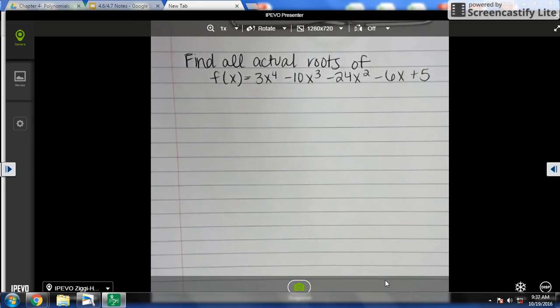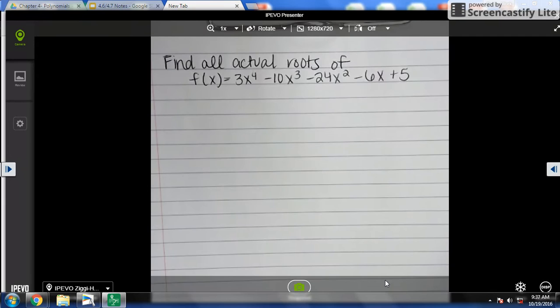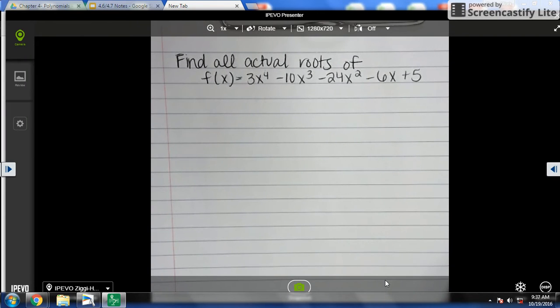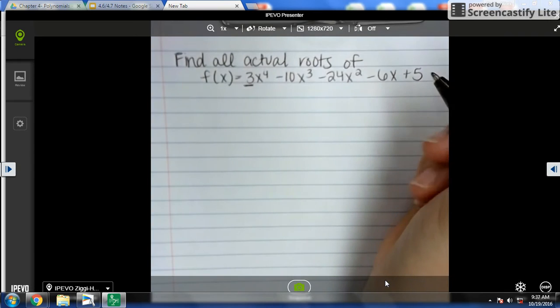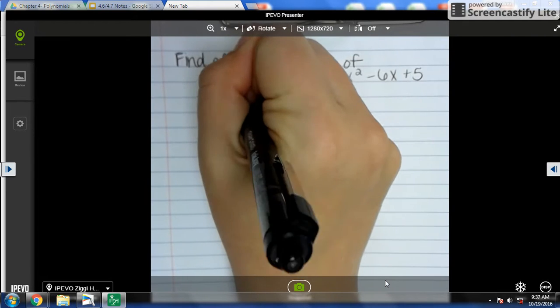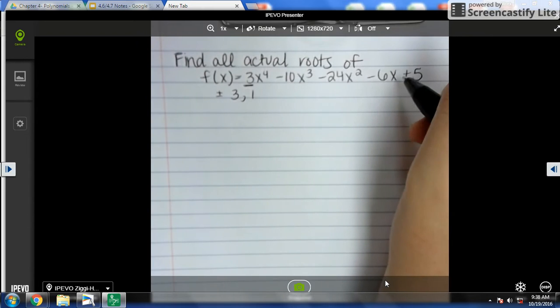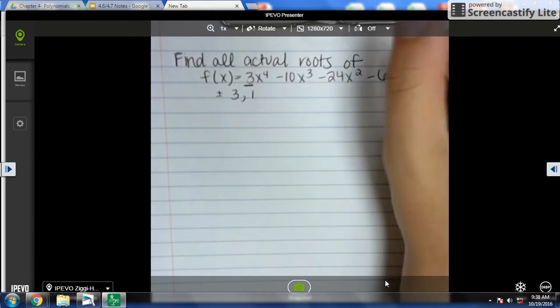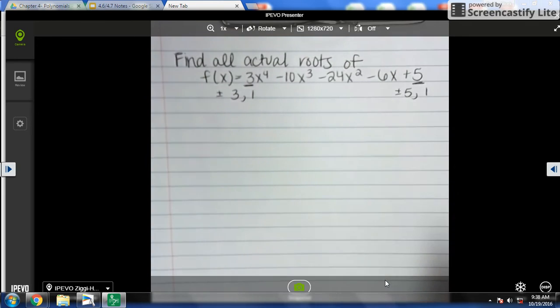Now that we know how to find possible roots, we're going to talk about how to find all actual roots. The first step is to find the possible roots, and then we're going to test them and see if they work. Here our leading term is 3, and the factors of the leading term are plus or minus 3 and plus or minus 1. Our constant term is 5, so its factors are plus or minus 5 and plus or minus 1.